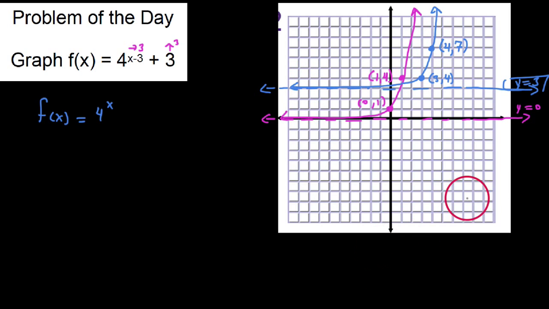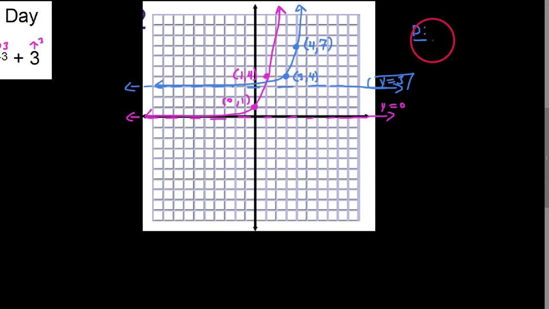So one last thing, we would say that its domain, we're used to this by now, but it's negative infinity to infinity. All exponential functions have domain negative infinity to infinity. And then the range, I would just say all of the y values above the asymptote. So we would say 3 on to infinity in this case.